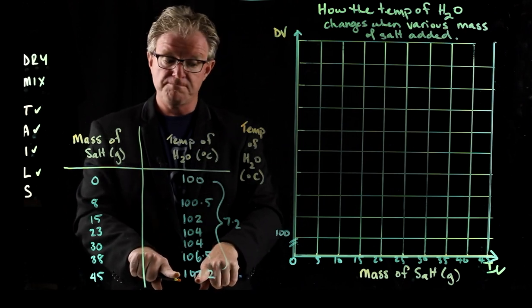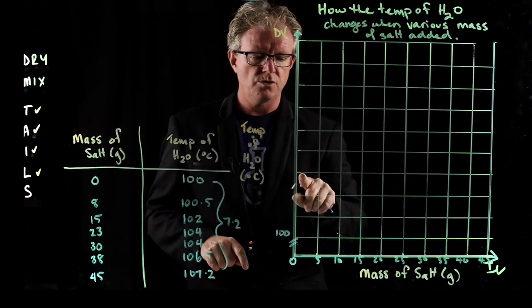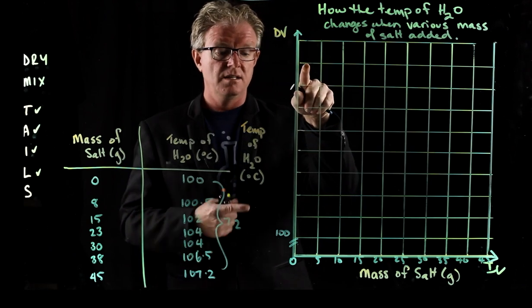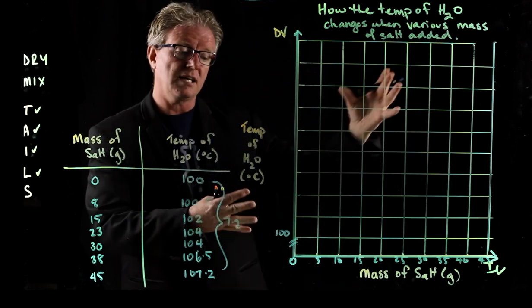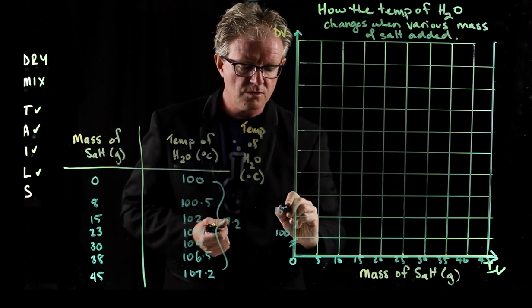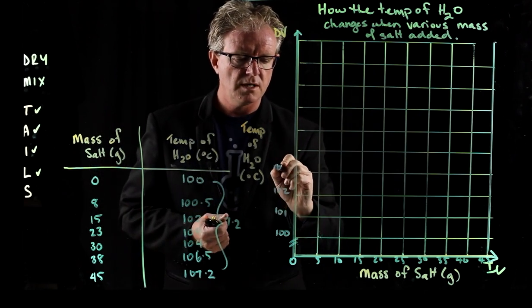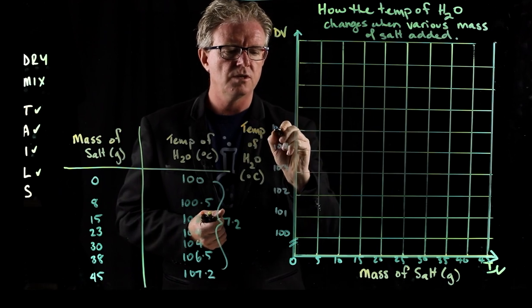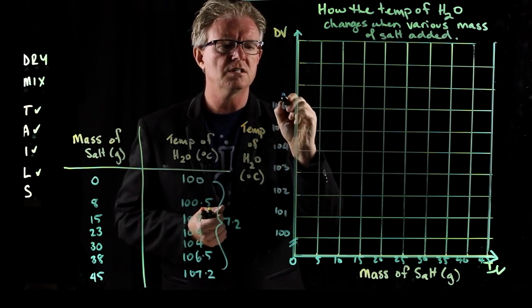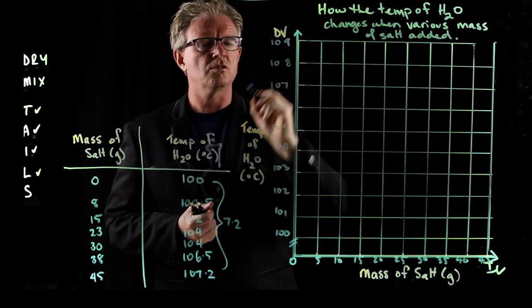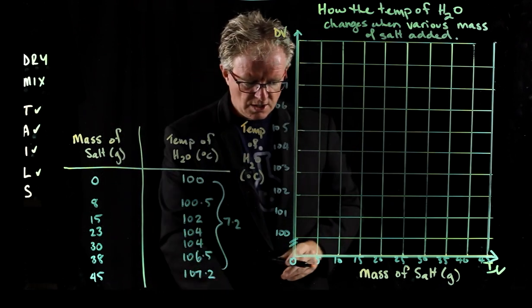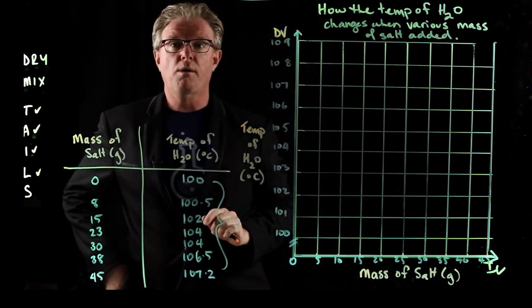Let's round that up to 8. Okay, so we could go 1, 2, 3, 4, 5, 6, 7, 8. So that's going to give our data happening here, which is nice and taking up a lot of space. So let's do that. 101, 102, 103, 104, 105, 106, 107, 108, and of course that'll be 109. Okay, so we've got our data there. Now we've got to plot it.